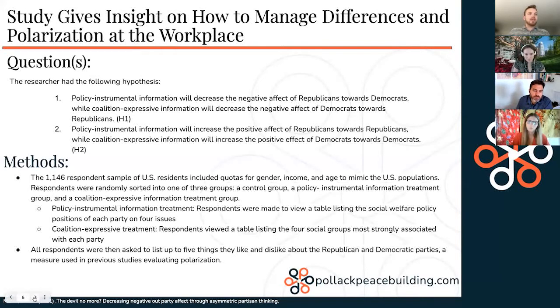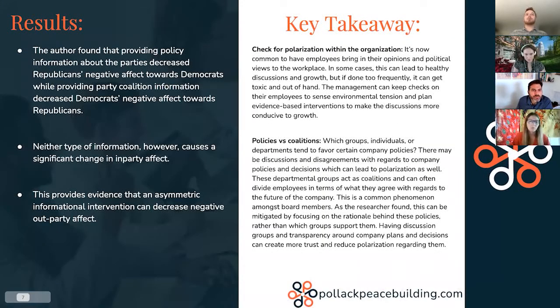And the results of this were that providing policy information about the parties decreased Republicans' negative affect towards Democrats, while providing party coalition information decreased Democrats' negative affect towards Republicans. Neither type of information, however, causes a significant change in in-party affect, which is interesting. And this provides evidence that an asymmetric informational intervention can decrease negative out-party affect.